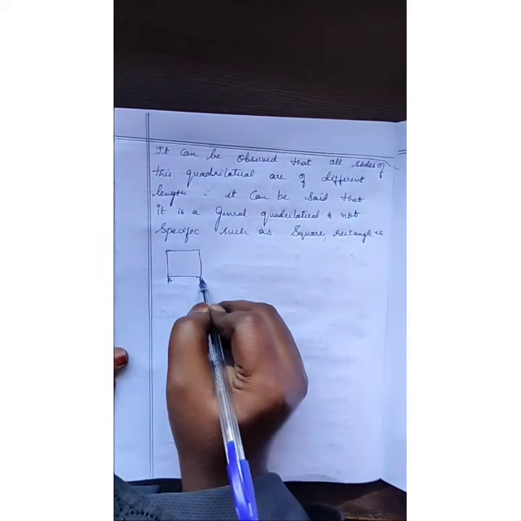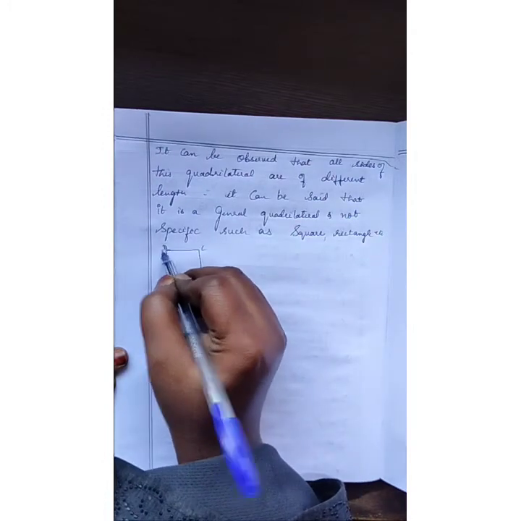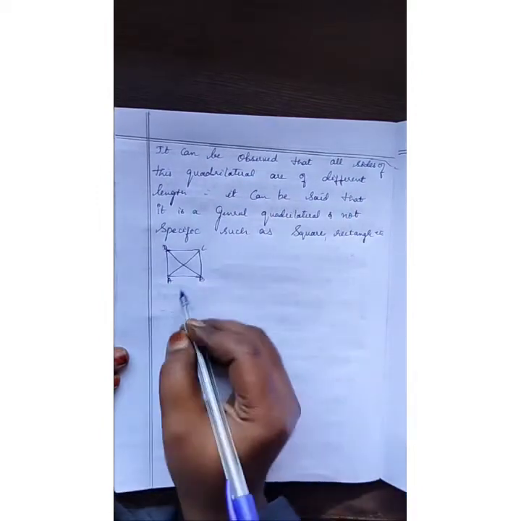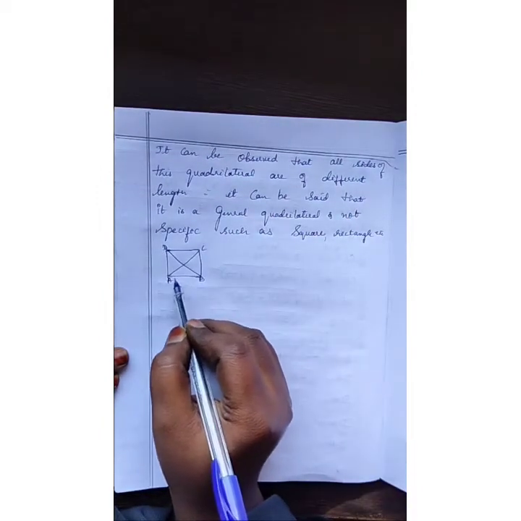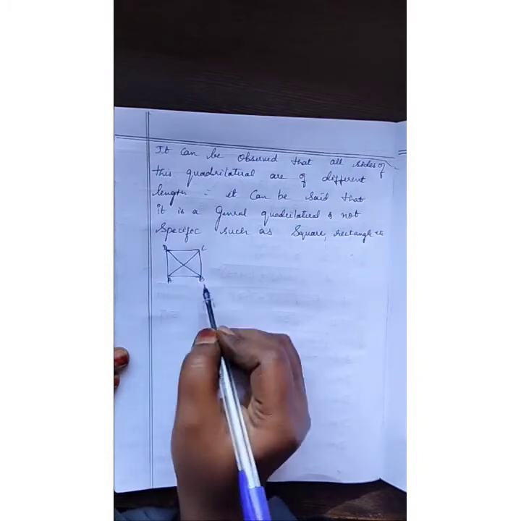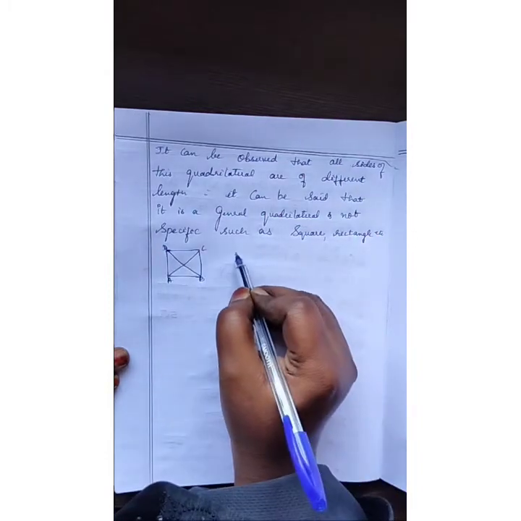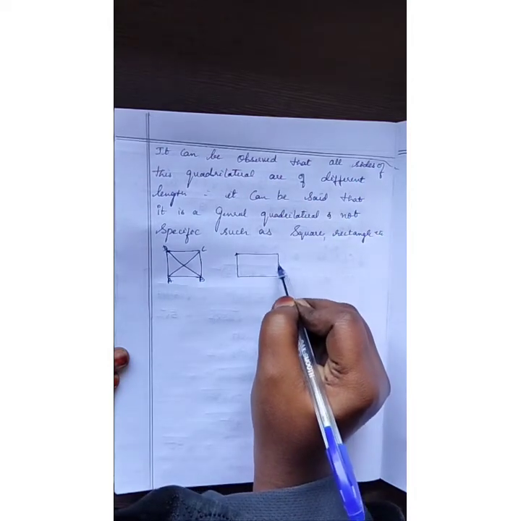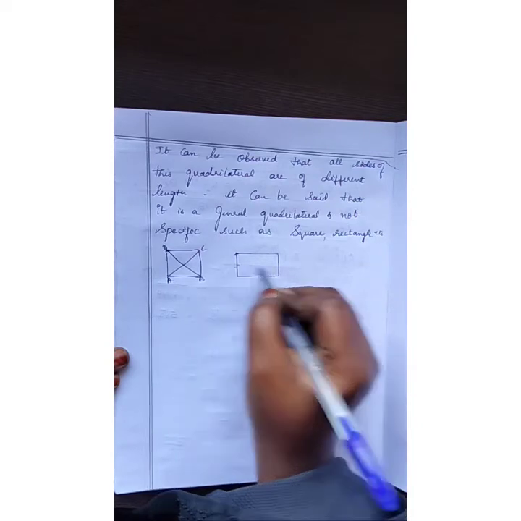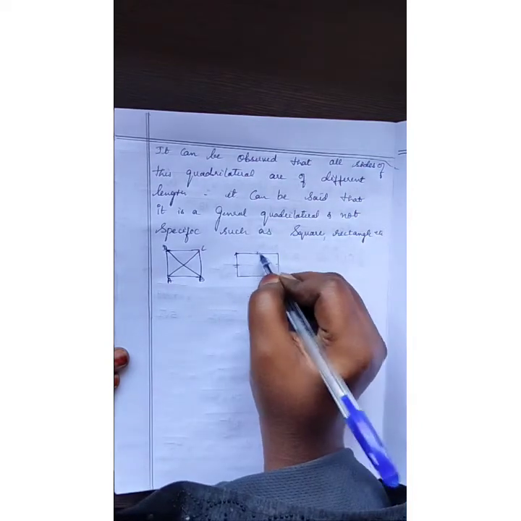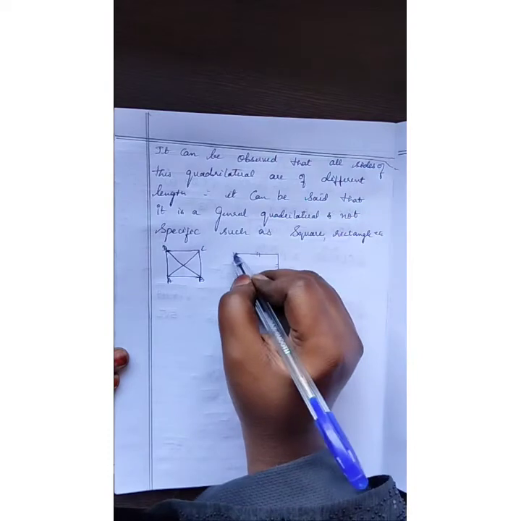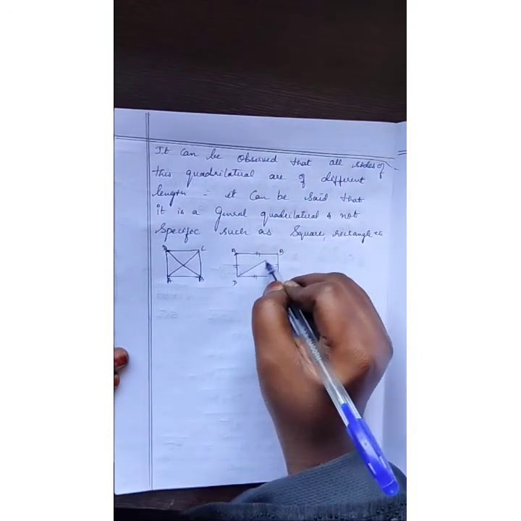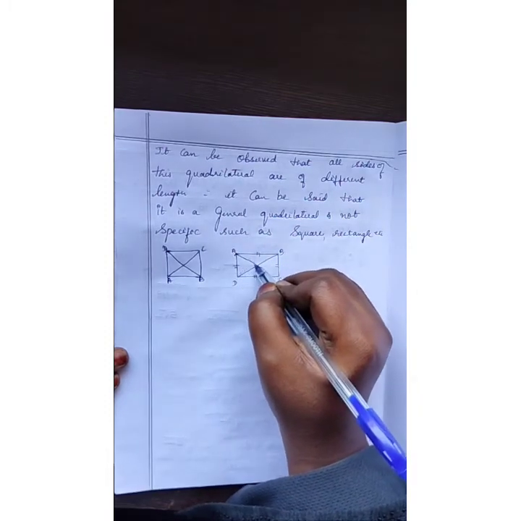Consider this as square A, B, C, D. These are the diagonals. Here all sides will be equal in square as well as diagonals also equal. Okay. It is a perfect quadrilateral. Even rectangle is also a perfect quadrilateral. In rectangle, two opposite sides will be equal. See these two sides and these two opposite sides are equal. Consider this as A, B, C, D. And diagonals are also equal in rectangle.